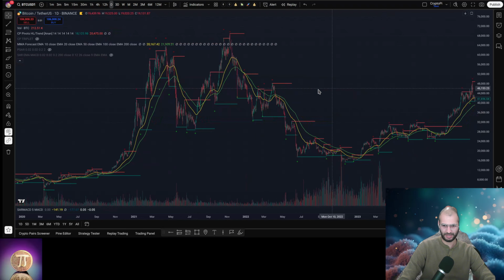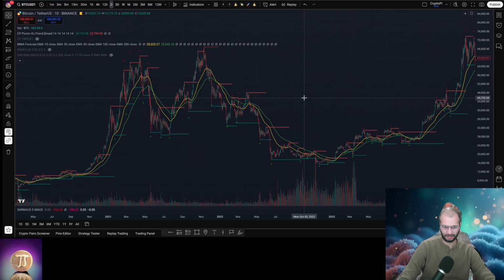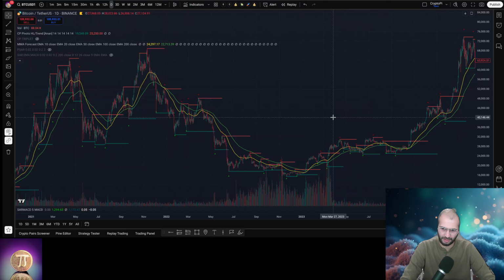Now the question arises, how accurate are moving averages? For very strong trends, they are pretty accurate. But as soon as there are phases in the market where the price consolidates or there is a sideways movement, then they tend to give a lot of false signals.